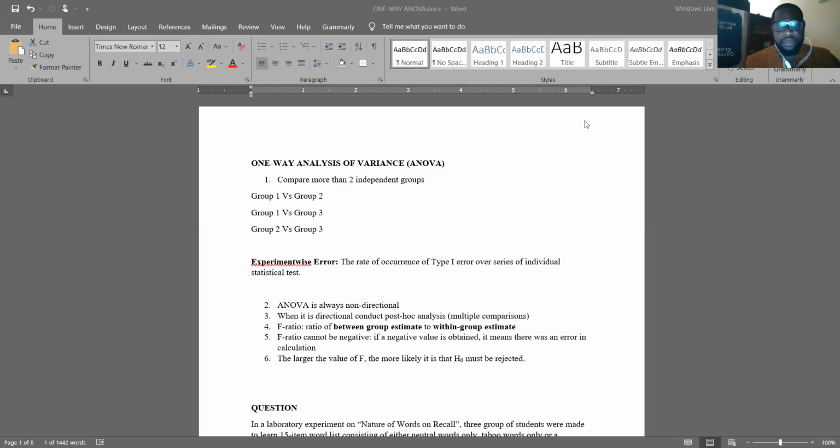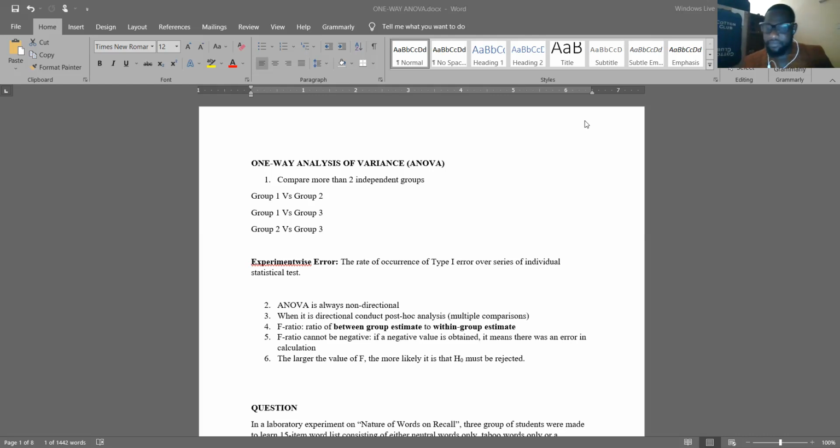Hello all. So today we'll have discussions on one-way analysis of variance, sometimes abbreviated as one-way ANOVA. With one-way ANOVA, we normally use it when you have more than two independent groups. So it means the groups are 3, 4, 5, and so on, and they are different from each other, or unrelated.